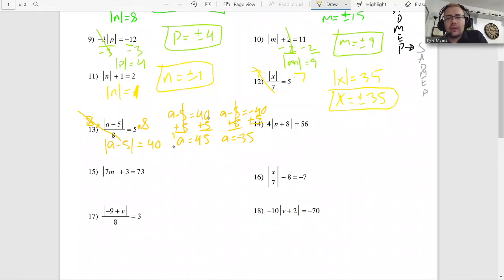So these are the answers for these right here. Move on to the next one. There's two steps to solving this here as well. So I'm going to divide by 4.